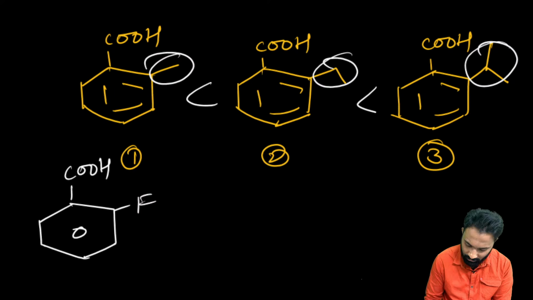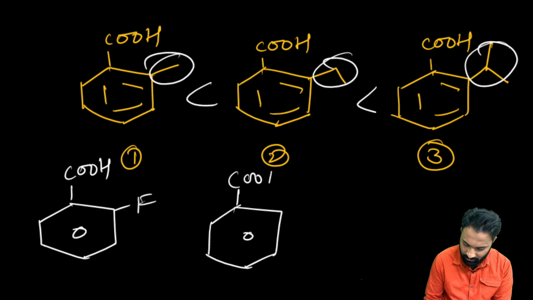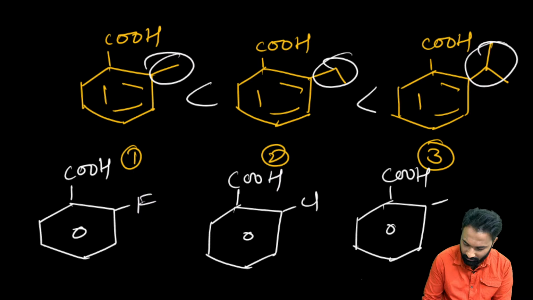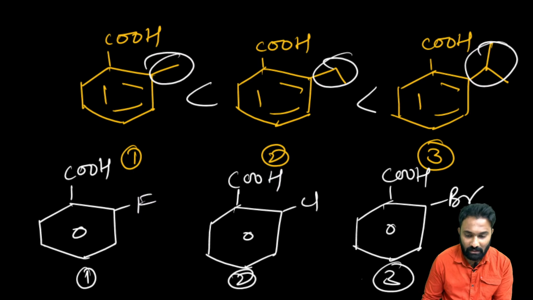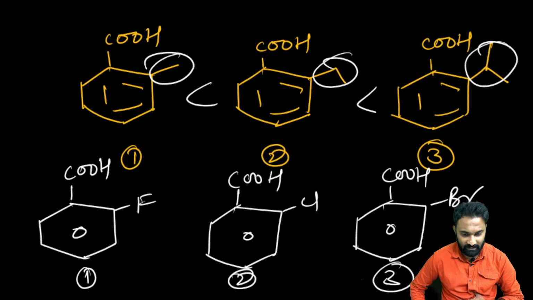COOH, here the fluorine. COOH, here the Cl. COOH, here the Br. Now you tell me, among the 1 to 3, which is the more acidic?